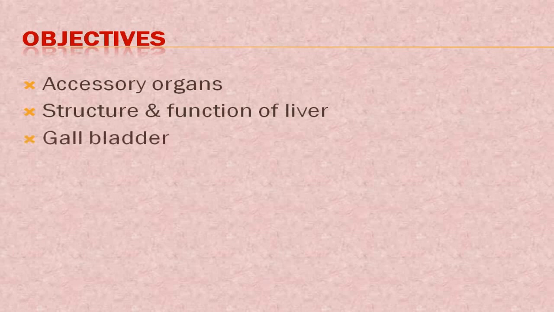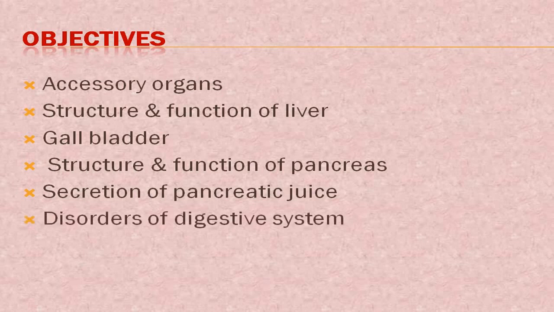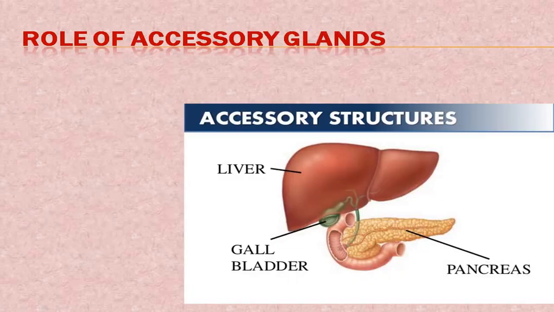Today we will learn about the accessory organs, that is structure and function of liver, gallbladder, structure and function of pancreas, secretion of pancreatic juice, and disorders of digestive system. And in the end we will look at exercise.